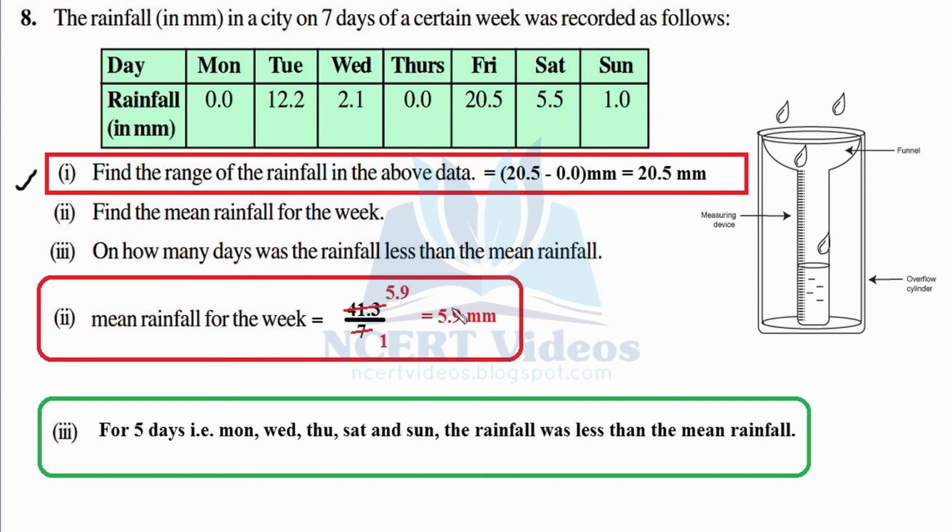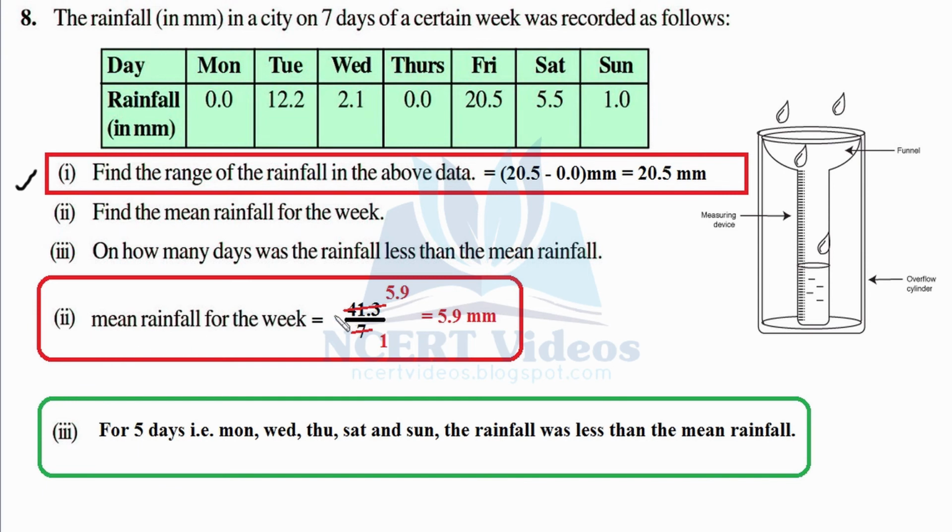Well, yes, 7 5s are 35. So it confirms that this number will be divisible by 7. So we straight away do that. 1 7 is 7. Now 7 5s are 35. Remainder is 6. Now we have the point, so we put the point. We have 3 as well. Now 63. So 7 9s are 63. This gives you 5.9 mm as your mean rainfall.